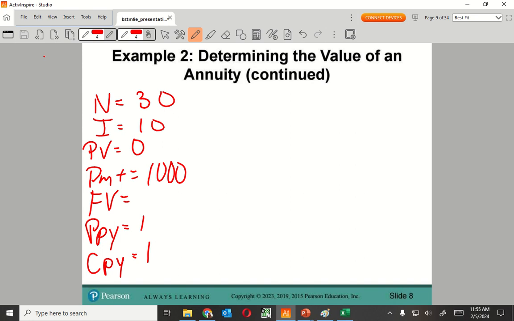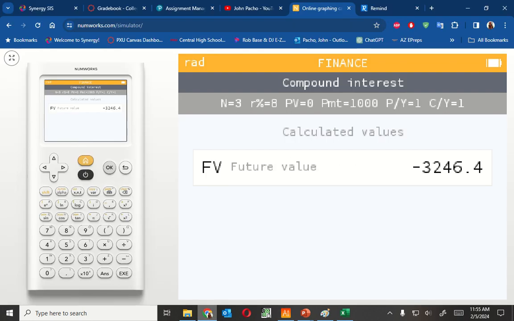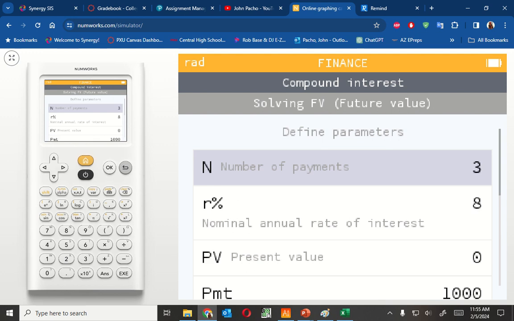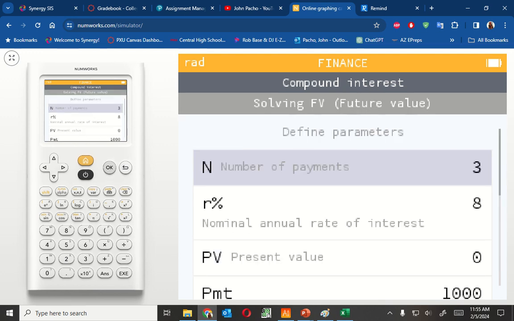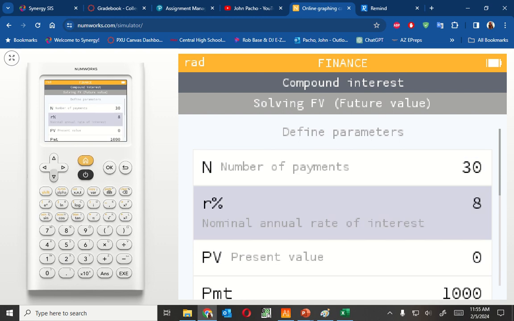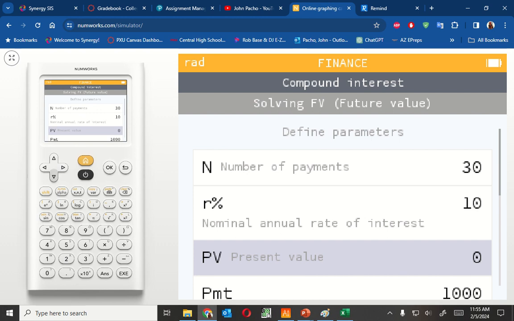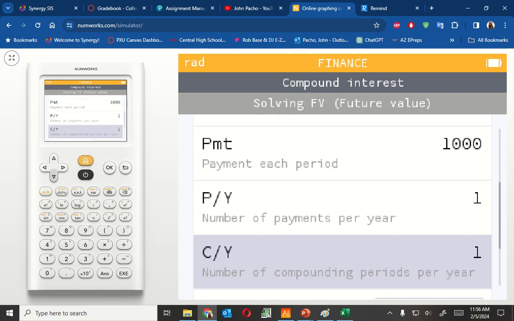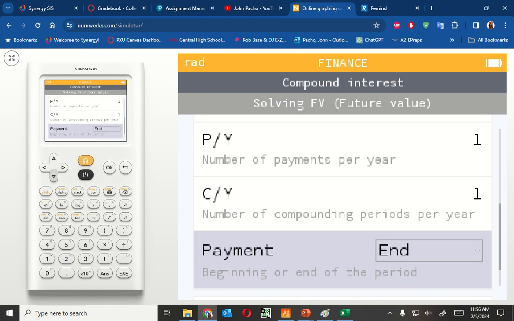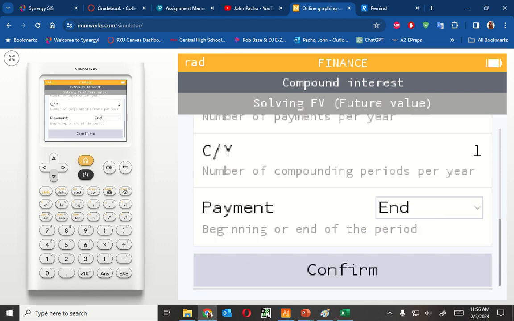So let's take a look at our NumWorks. Okay, all I have to do is hit the back arrow and it'll come back to this. We're looking for a future value again. 30, 10, present value 0, 1,000, payments per year, CPY once, payment at end, and confirm.